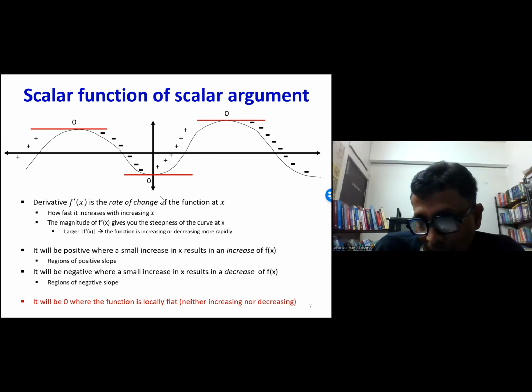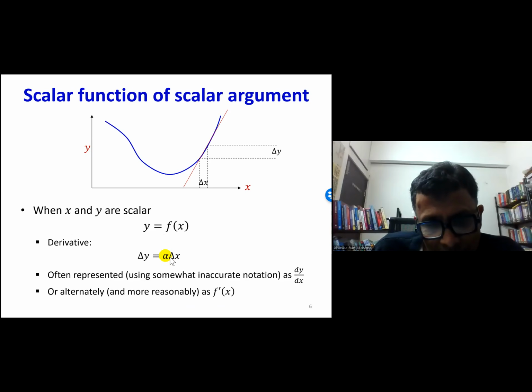And so, as some of you have mentioned, f prime of x measures the rate of change of the function at x. It measures how fast it's increasing with x. The sign tells you something about the slope of the function, and the magnitude tells you how steep the function itself is at any given x. So the larger the magnitude of f prime of x, the faster it's increasing or decreasing.